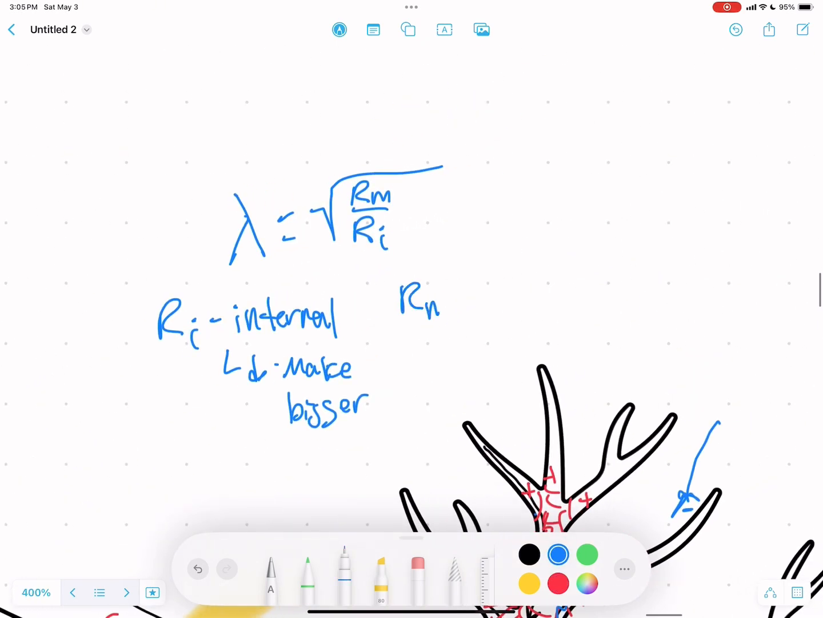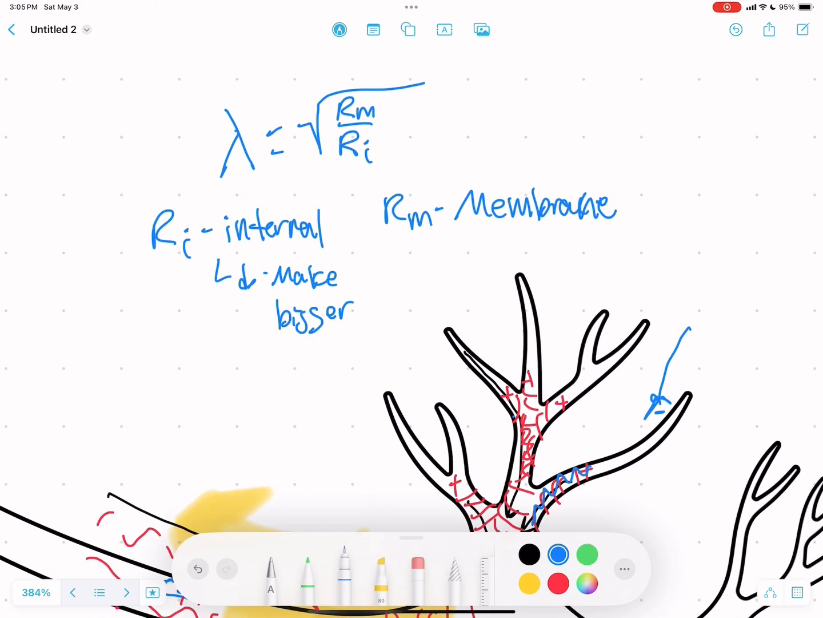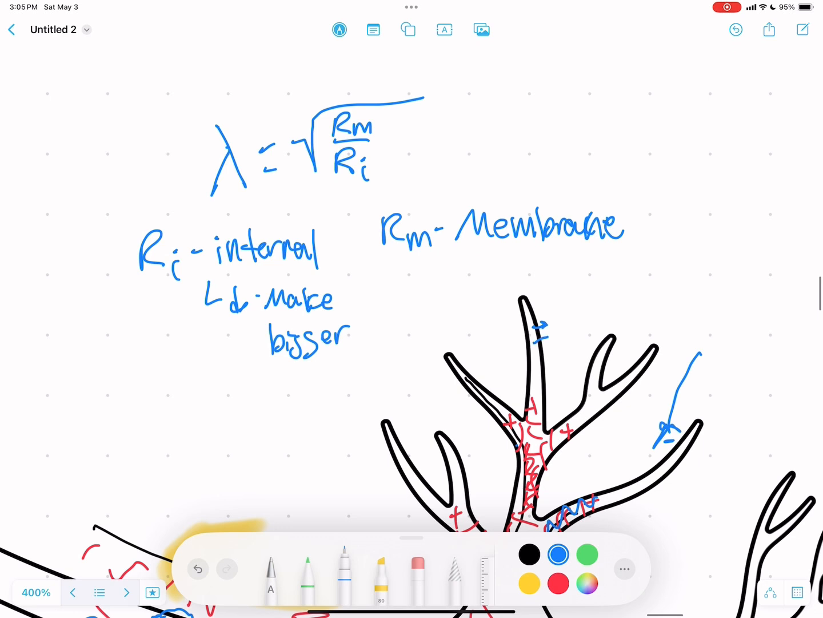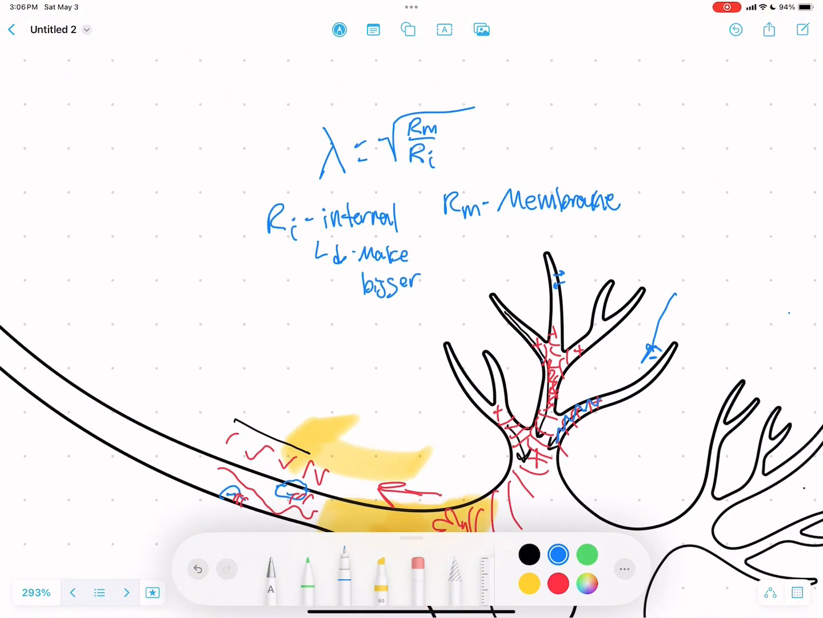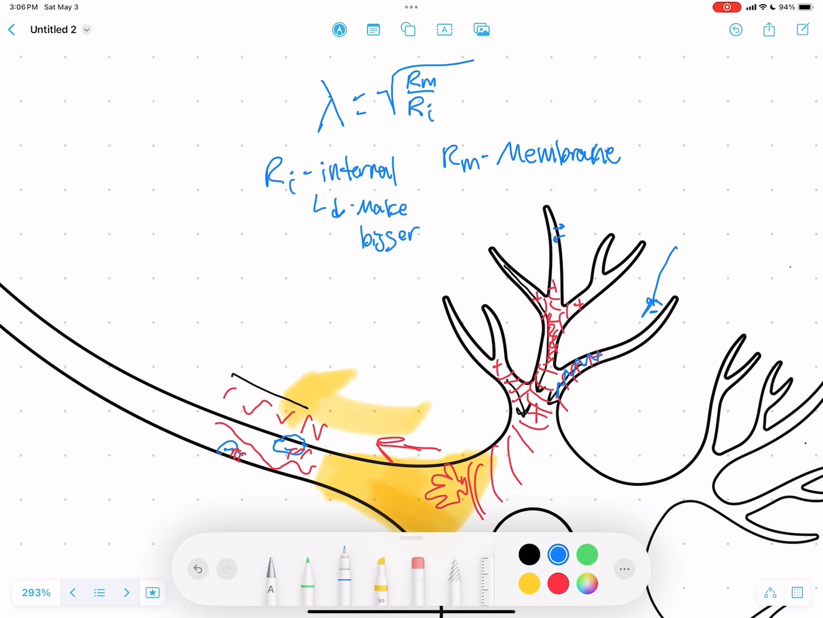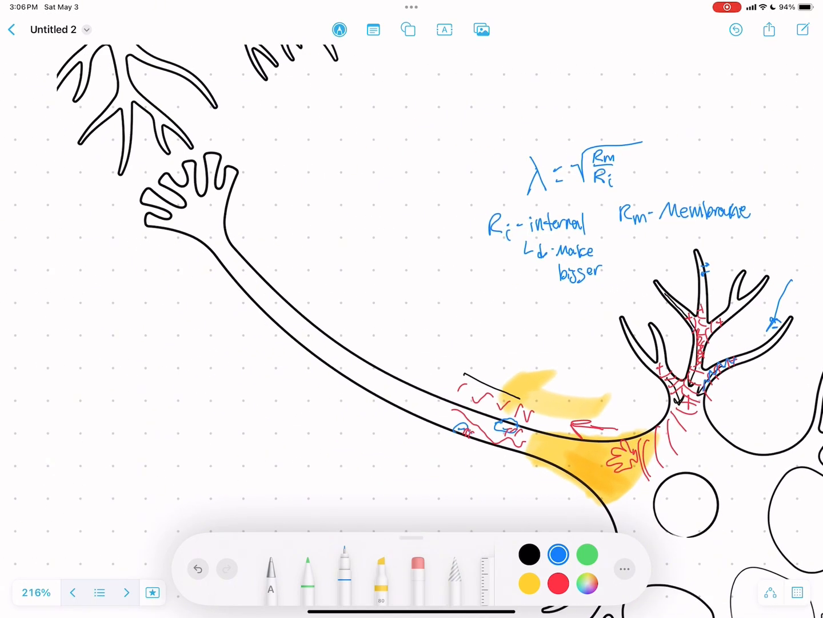Now there's also Rm, which is membrane resistance. And so with our membrane, we have stuff moving in and out all of the time. And those ions coming in and going out can also get in the way of that positive electric field we're trying to send. And so if our membrane has a very high resistance to letting things in and out, it doesn't do that very easily, it's also going to allow for a longer length constant, and we're going to be able to get that positive electric field to move further.